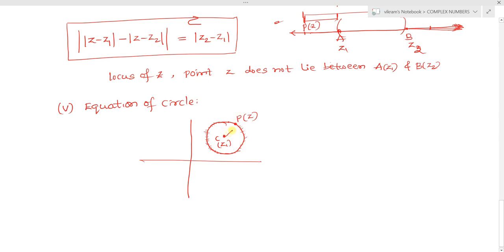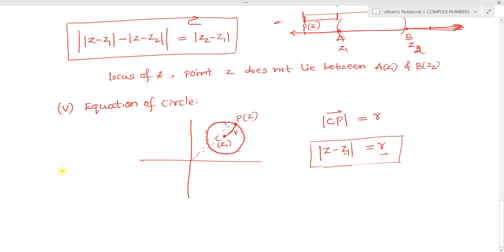To find the locus of Z, first we need to find the distance between C and P. Let the distance between C and P be R. So we can write CP, the length, meaning magnitude, equals R. In vector form, CP is the position vector OP minus OC, so we can write it as Z minus Z1, |Z minus Z1| equals R. This represents the equation of a circle in complex numbers having center Z1 and radius R.